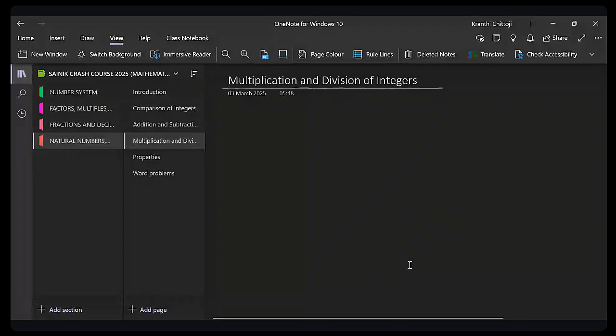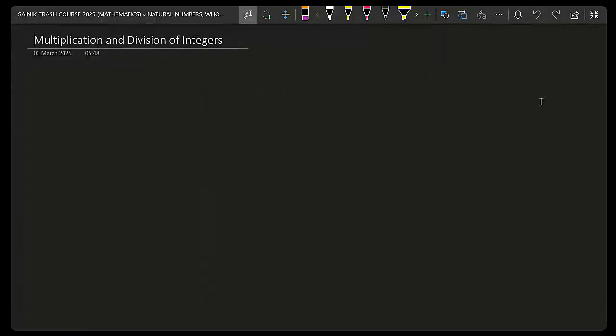We started discussing natural numbers, whole numbers, and integers, and we'll continue the class. Last class we completed addition and subtraction of integers, and we took some examples also. Today we are going to discuss multiplication and division of integers. Both multiplication and division are based on the same rules.